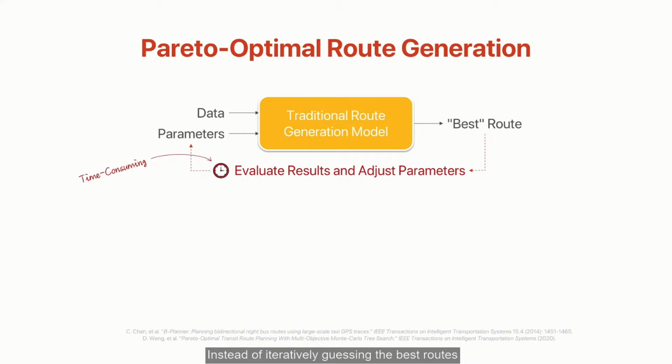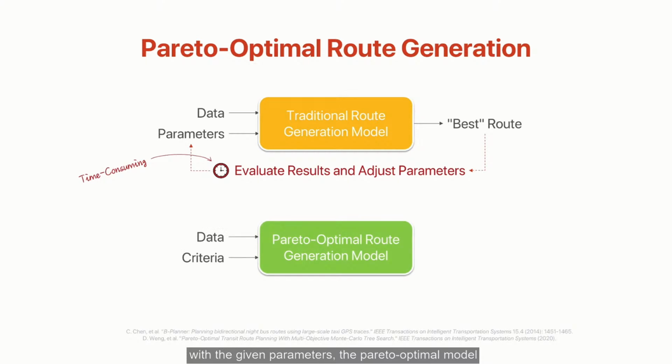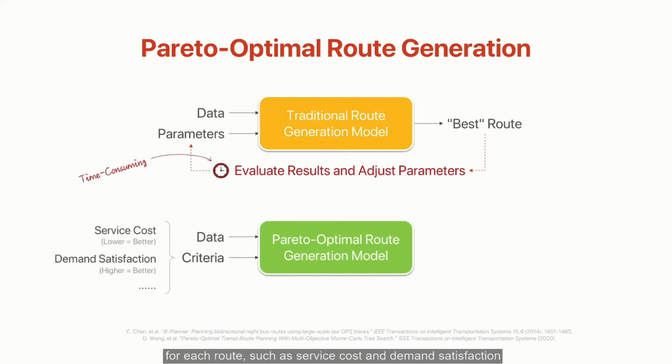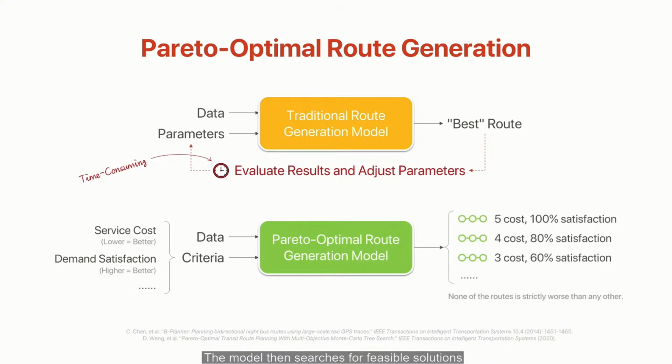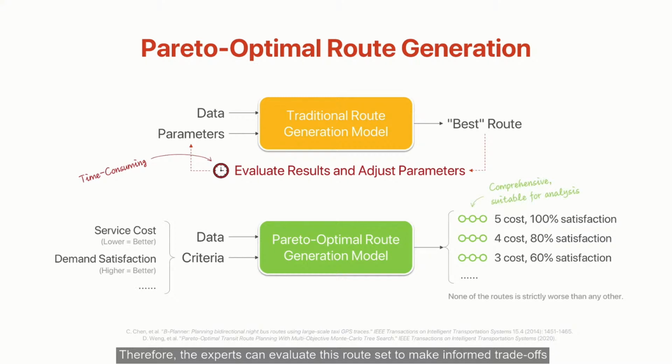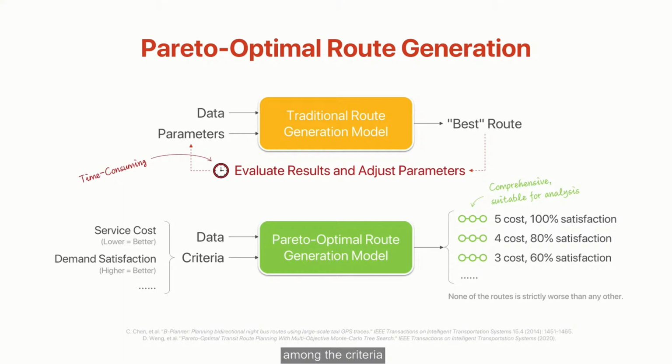Instead of iteratively guessing the best routes with the given parameters, the Pareto-optimal model accepts a list of performance criteria that can be measured for each route, such as service cost and demand satisfaction. The model then searches for feasible solutions and generates a set of routes, where none of them is strictly worse than any other. Therefore, the experts can evaluate this set to make informed trade-offs among the criteria.